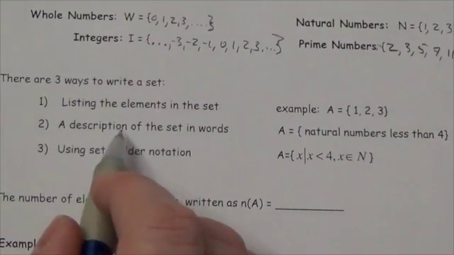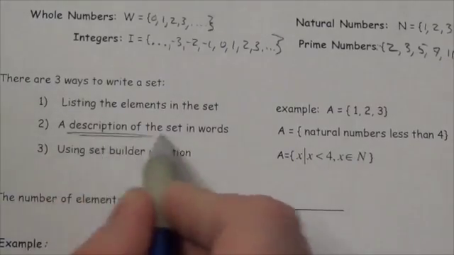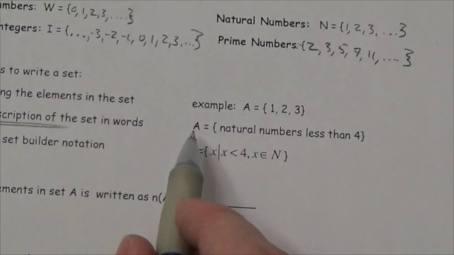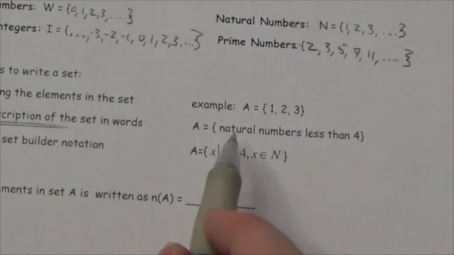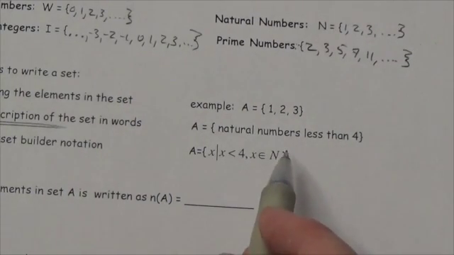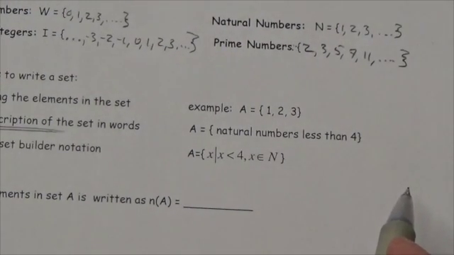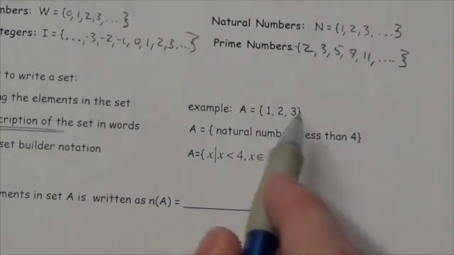Another way to do it would be to give a description of the set. You describe it using words. So, A is the set of natural numbers less than 4. Well, here's our 1, 2, 3 again, right? Natural numbers start at 1, less than 4, 1, 2, 3.